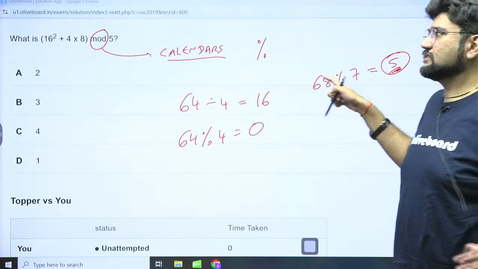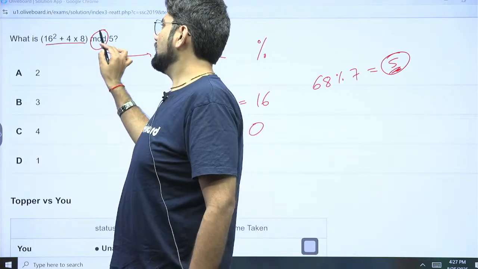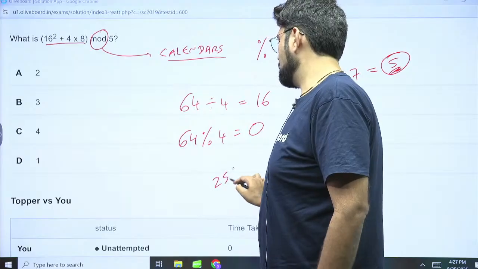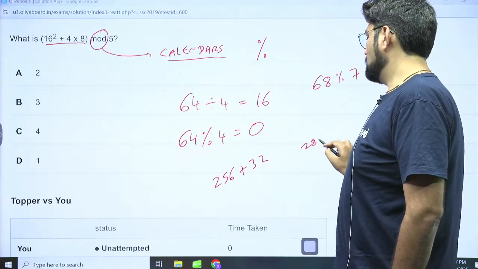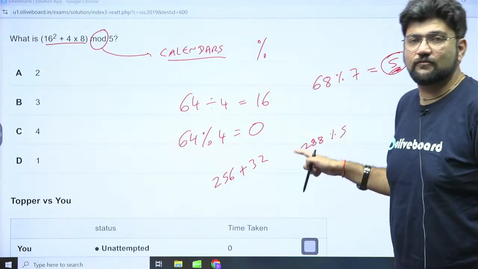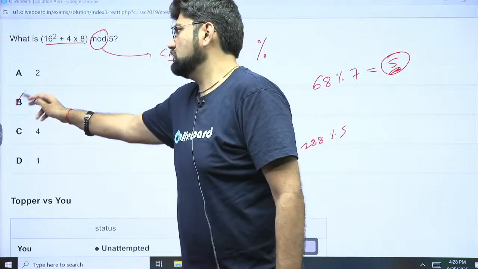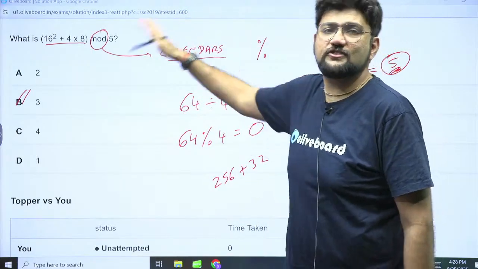Now instead of doing this, they will write mod here. So the best approach is solve this quickly and then take the remainder with 5. So 16 square is 256 plus 4 into 8 is 32. How much do we get? 288. 288 mod 5. The closest multiple of 5 is going to be 285 only. So how much are we left with? 3. Done. Easy. No rocket science. You have already learned this in calendars. Just the application is changed.